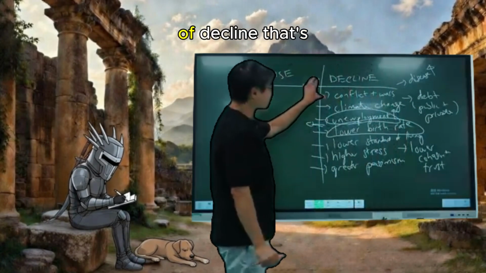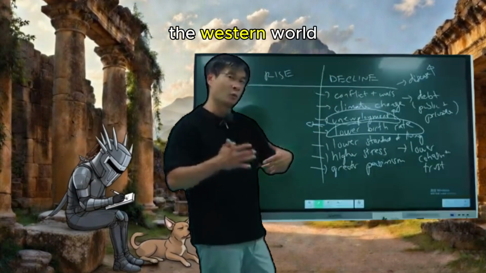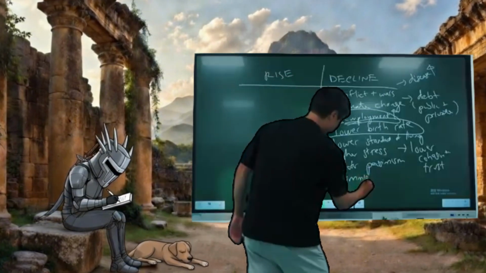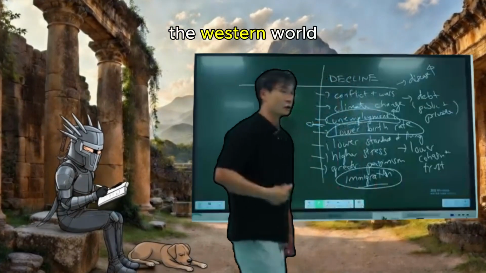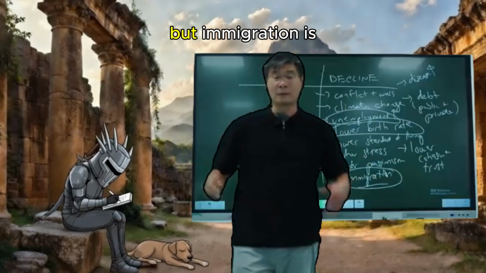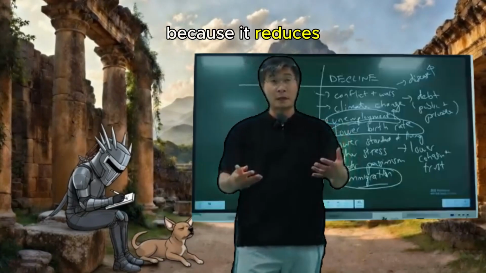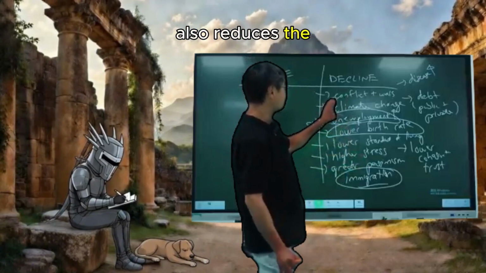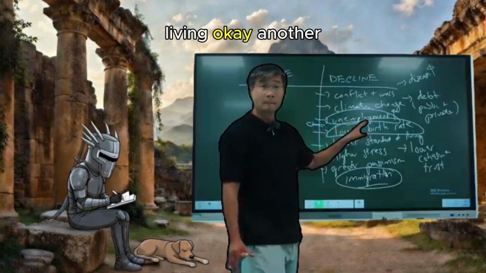Also, another sign of decline that's very important that doesn't really happen in China, but happens in the Western world is immigration. Okay? Immigration is a huge issue in the Western world, and we will discuss immigration in future classes. But immigration is a sign of decline because it reduces cohesion. Okay? And it also reduces the standard of living.